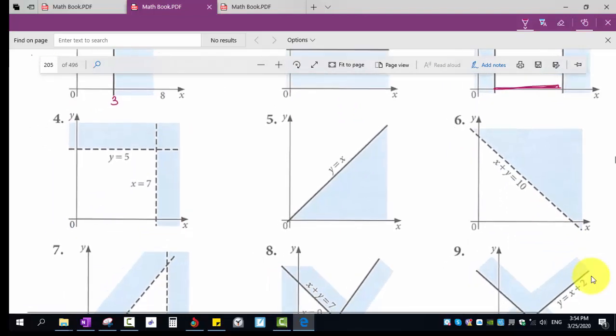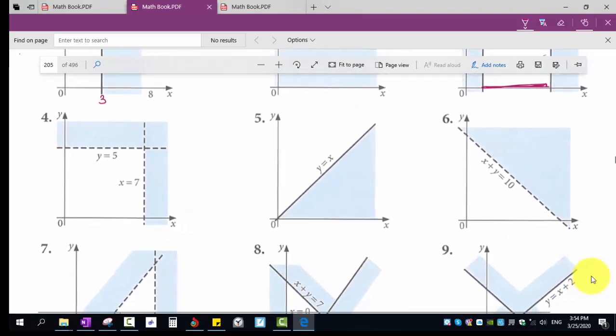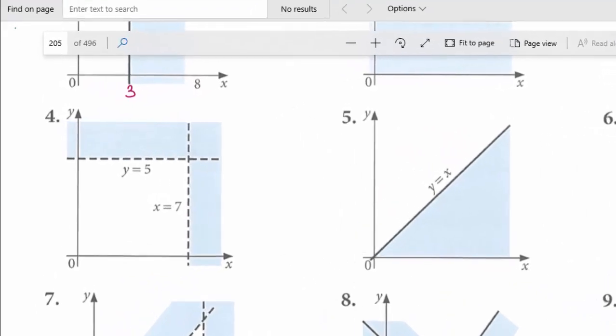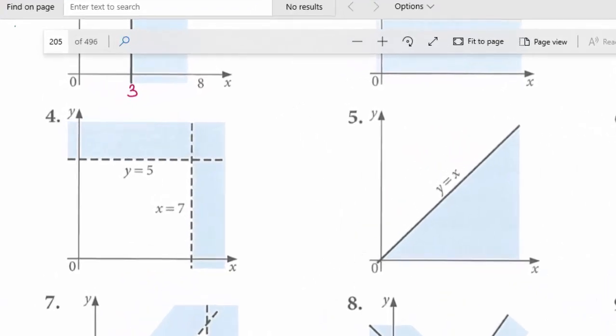Question 4, this time we have two dashed lines. It means we shouldn't have equal with the greater than or less than, but one line is for y and the other one is for x. It means we have two different inequalities. So the first one is y. What is special about these numbers? They are less than 5. So y is less than 5. There is no equal because the line is dashed line. And the other inequality is about x. x is less than 7.